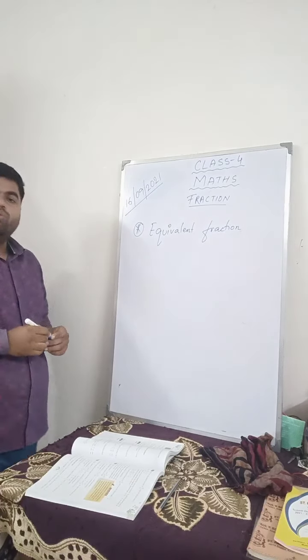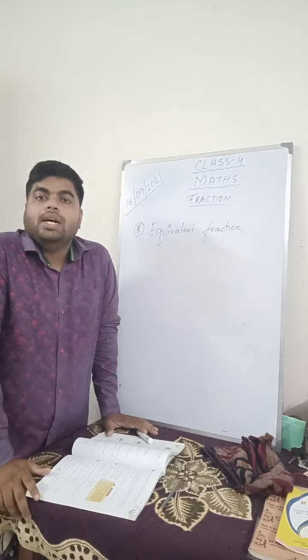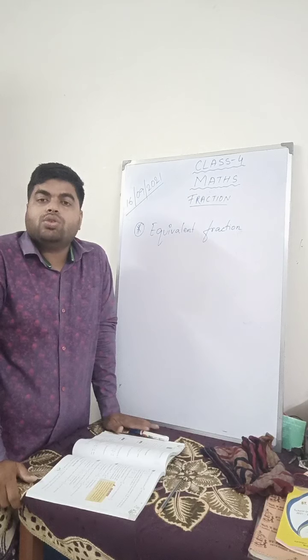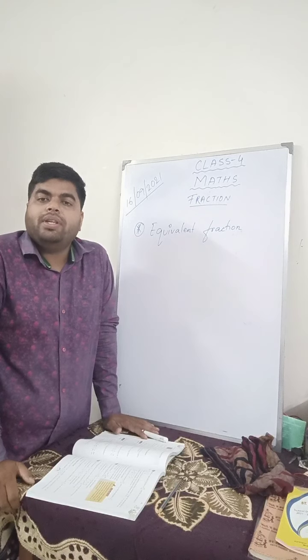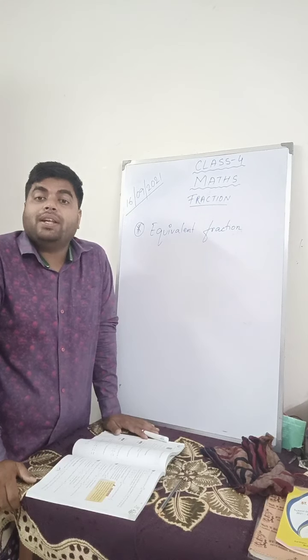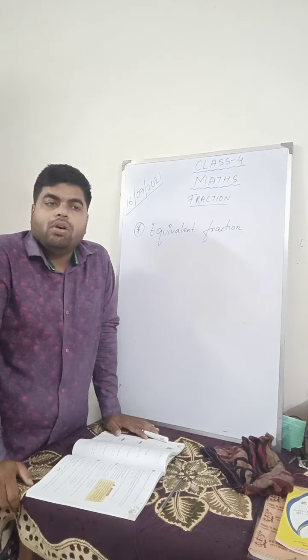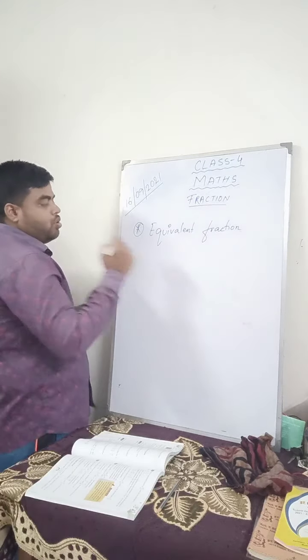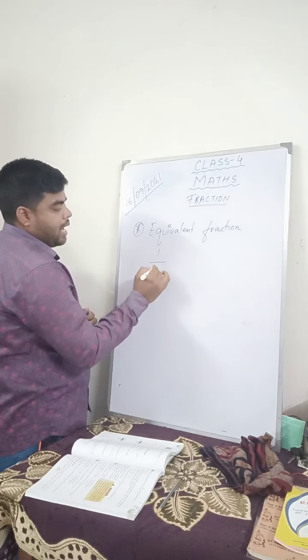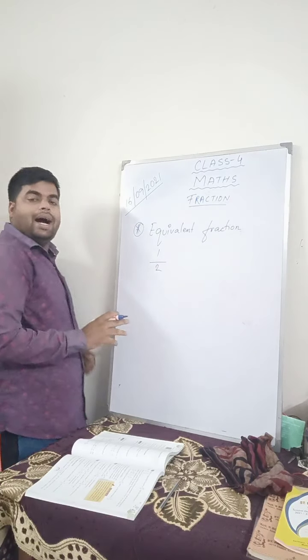So, what do you mean by equivalent fraction? Equivalent fraction means fractions which have the same value. Maybe the digit will be different, maybe the number will look different, but the value of that will be the same. Now, for example, let us see. Suppose this is half, 1 by 2, half.